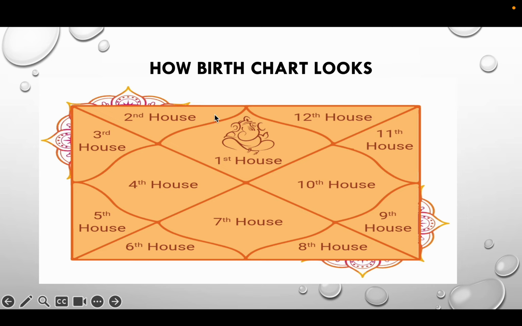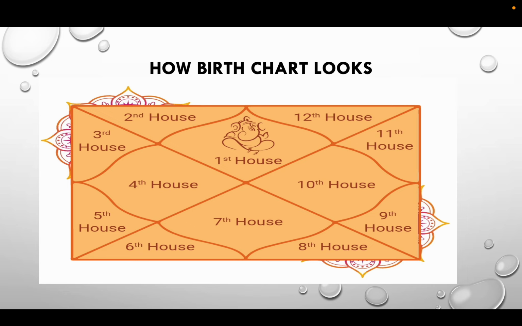This is the first house, this is the second house, the third, the fourth, the fifth, the sixth, the seventh, 8th, 9th, 10th, 11th and 12th. Each house represents its own role. The first house of the D1 chart is called your ascendant, the Lagna, the rising sign. So you can get your ascendant by looking at this. Each of these houses relates to some aspect of your life.